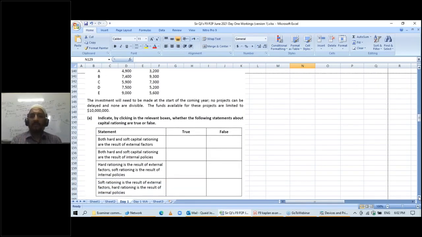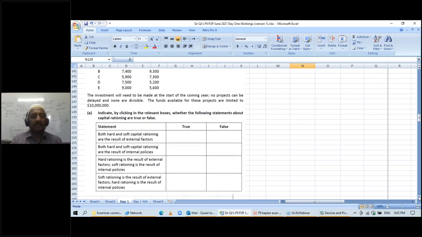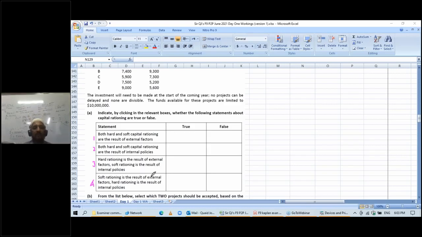Okay, students, let's have an activity. Requirement A has 4 statements: first, second, third, and fourth. Which one do you think is the correct one? You can answer on the chat. Which one of the 4 do you think is the correct one?